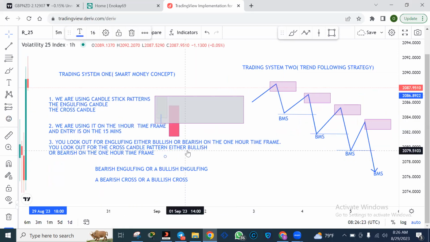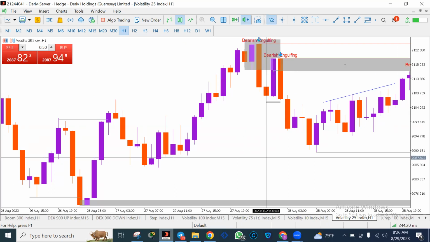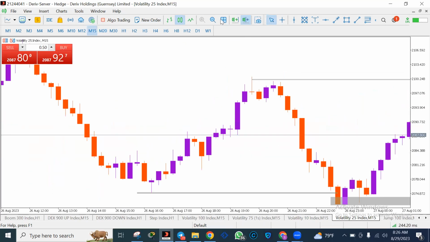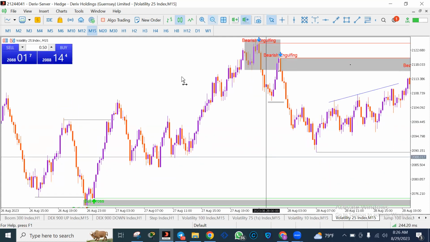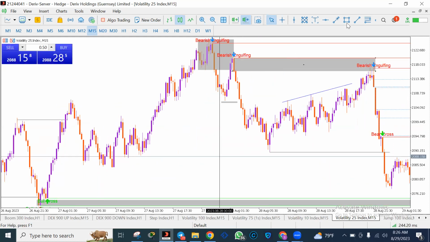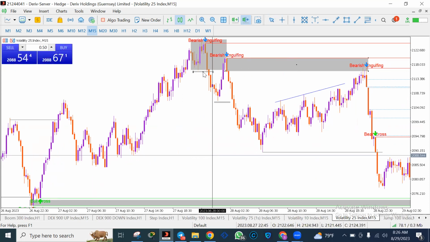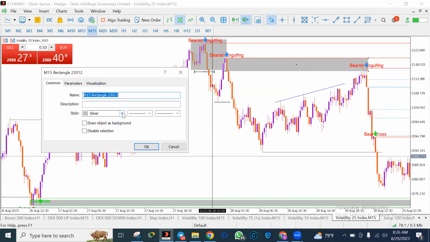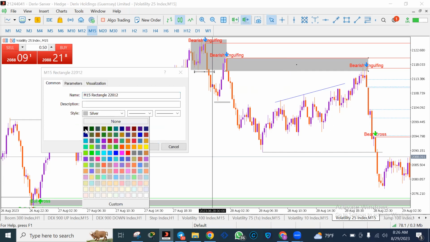Well, let me just put it. So you go back to the 15 minutes and you look at that level, 15 minutes. Just zoom out a little. Perfect. Now you can see that there was a break of what? Structure at this point. Look at it here. So let me just change this to a different color. Let me make it black.